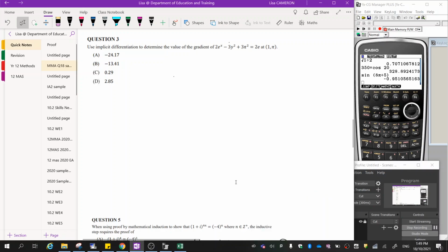Okay, so we're going to do this question in two different ways because you'll get the same answer, but there's just two different methods that you can use for the implicit differentiation. So method number one, we're going to be rearranging the formula in terms of y equals.